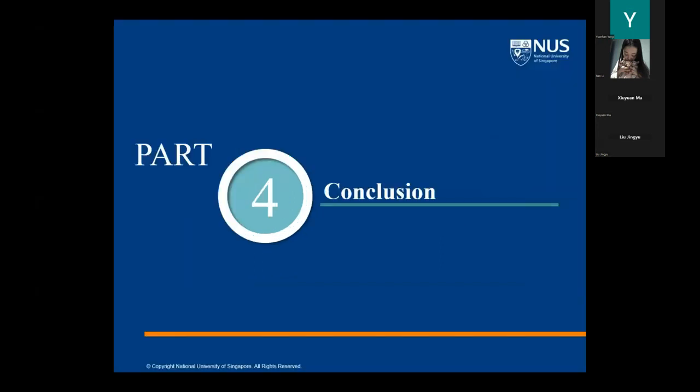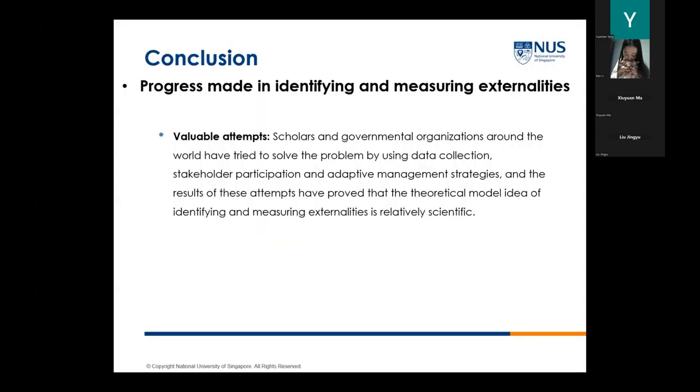For the identification and measurement of externalities, scholars and governmental organizations around the world have tried to solve the problem by using data collection, stakeholder participation, and adaptive measurement strategies. The results of these attempts have proved that measuring externalities is relatively scientific.